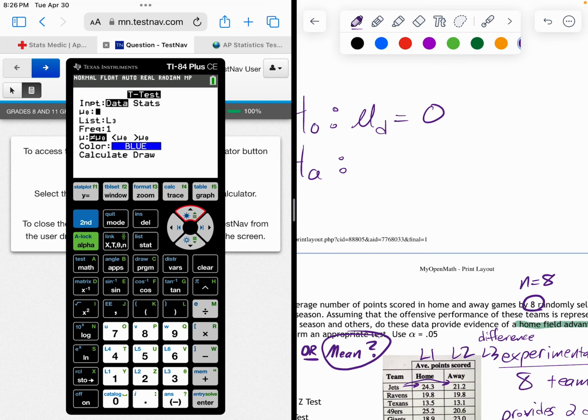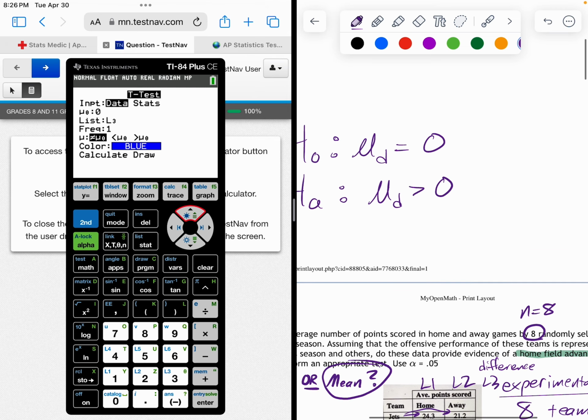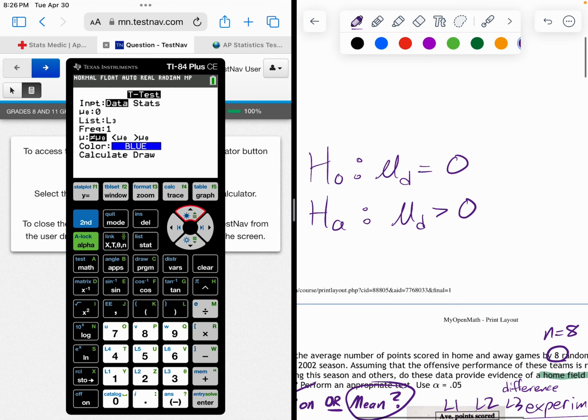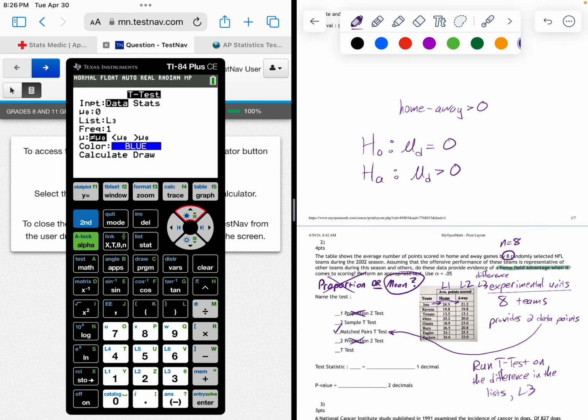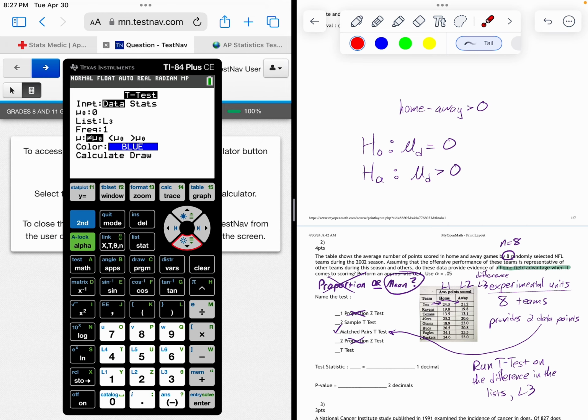So I'm going to say that if there is an advantage, this difference would be greater than 0, because I subtracted, remember, I did home minus away. Home minus away would be greater than 0 if there is an advantage. So the null, mu0, is 0 because that's the null. Then list 3 is where I had the differences, and then I choose greater than and calculate.